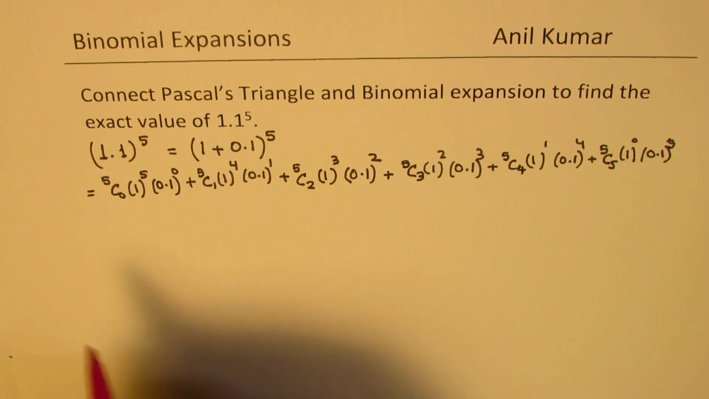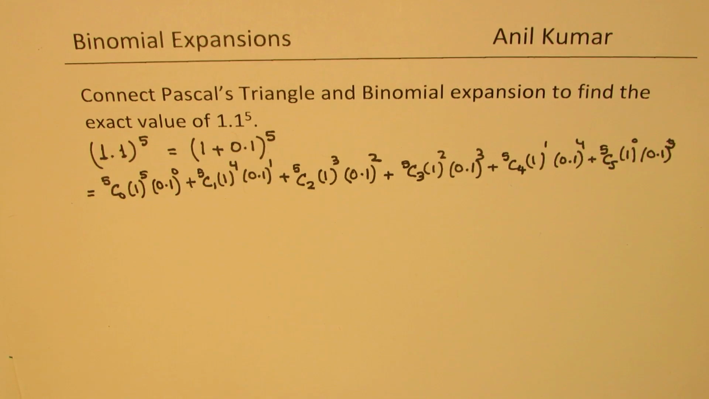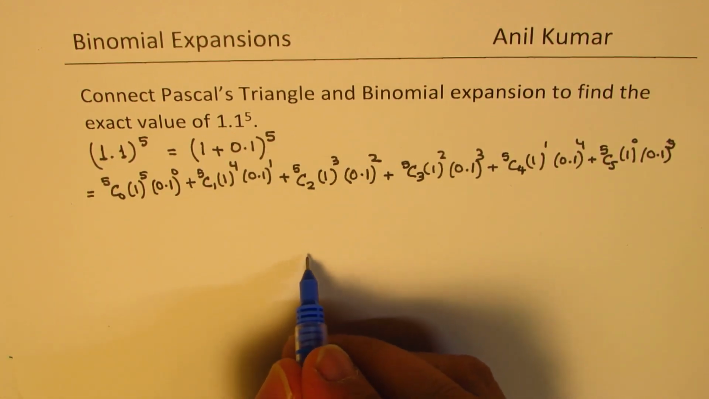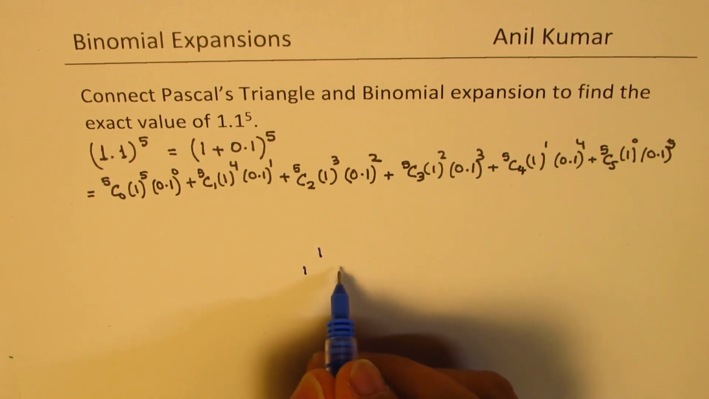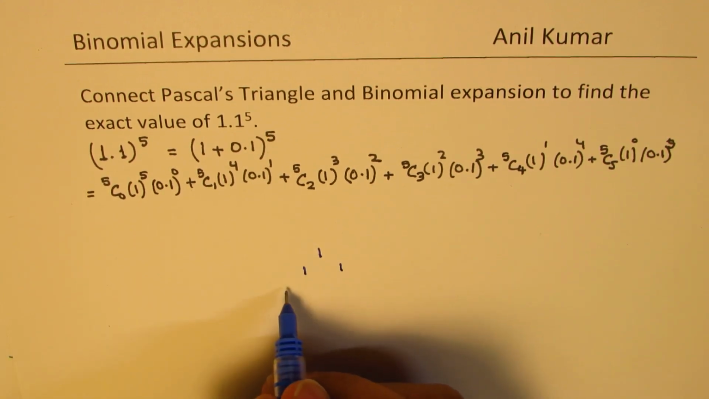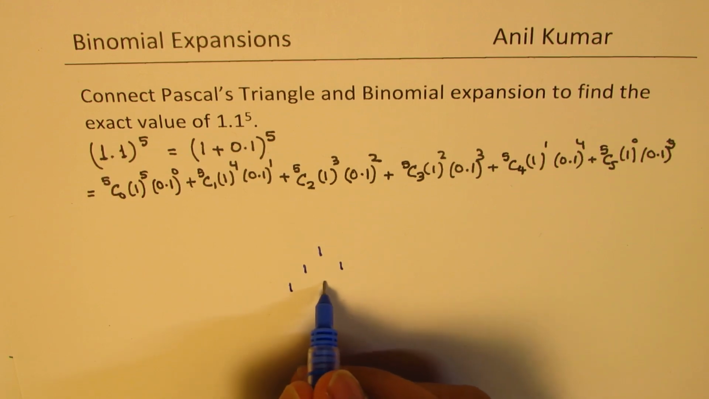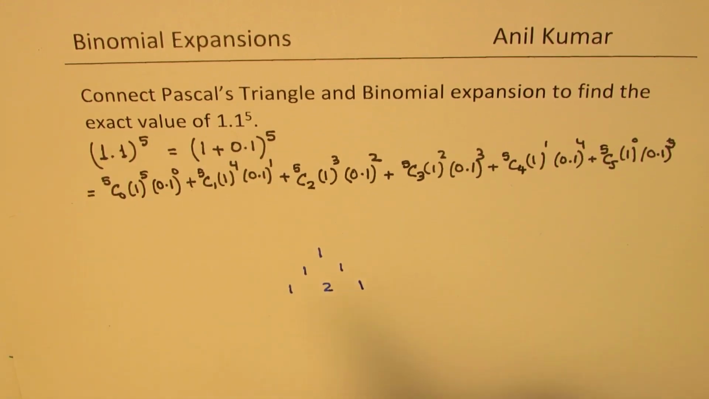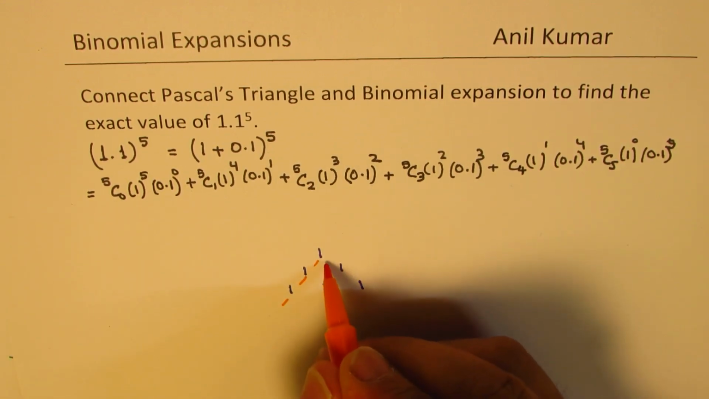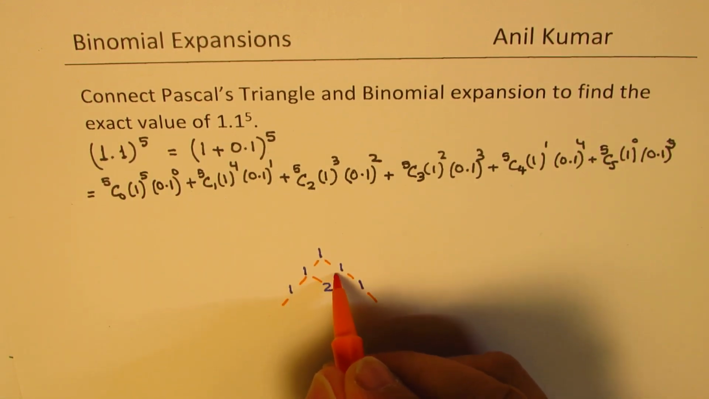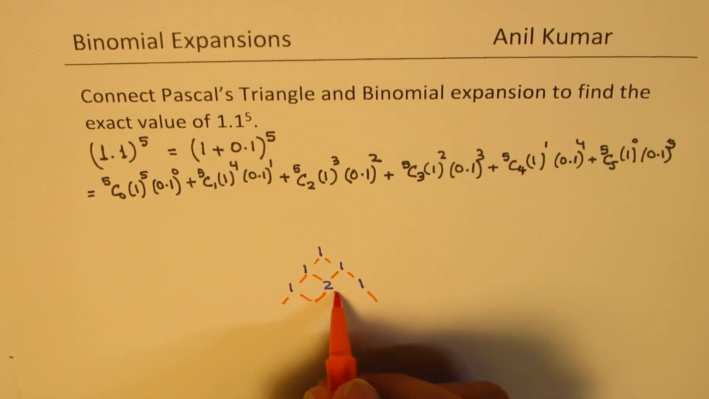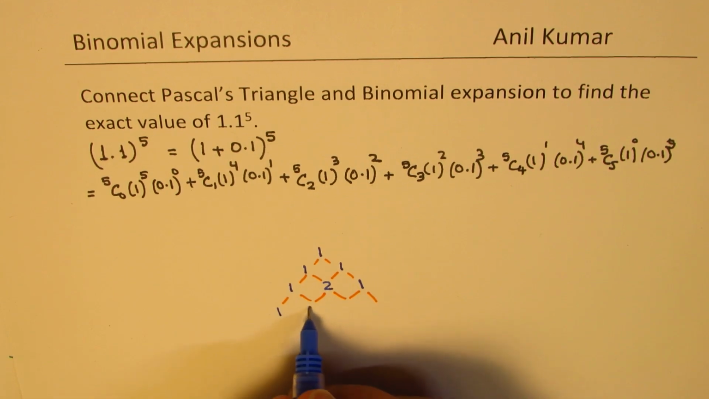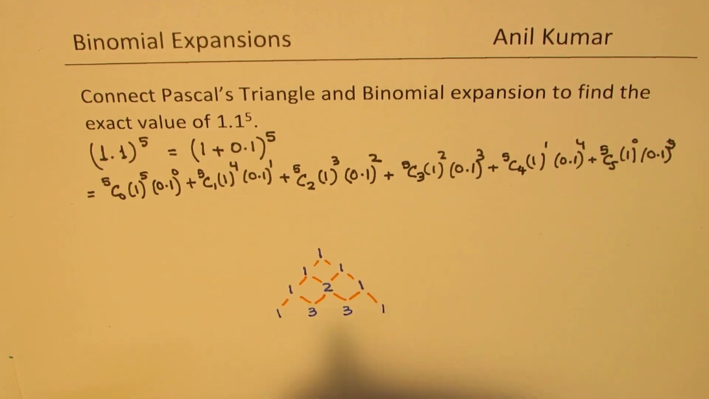the Pascal's triangle. So in Pascal's triangle, the pattern is like this. Let me write it down. We need the fifth row. So we have 1, and then we write 1, 1. Then adding these two, we get 1, 2 and 1. Let me extend this pattern. It expands, and we get 2 in the center here. Now we add these terms to get the next row, which is 1, 3, 3, and 1.